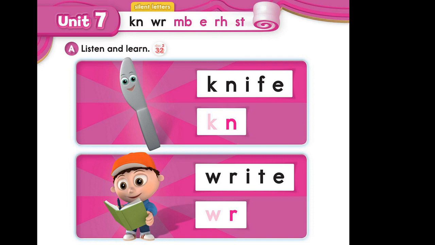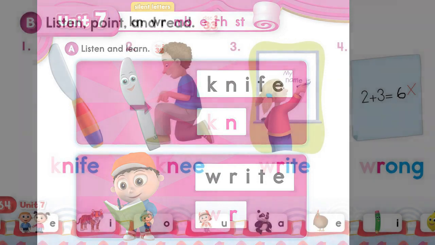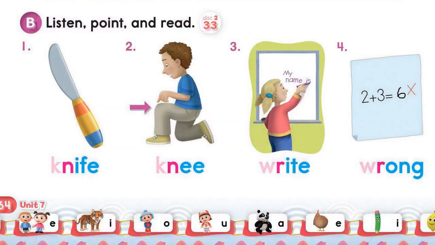This boy can write. What's the beginning sound in write? R. That's right. R. Write. Can you hear the w sound in write? No. That's right. The w is silent. Write.